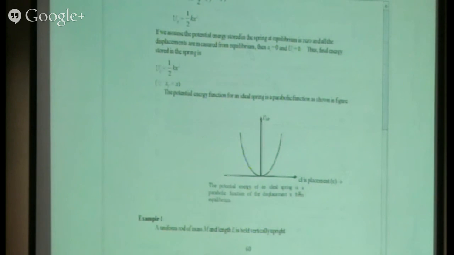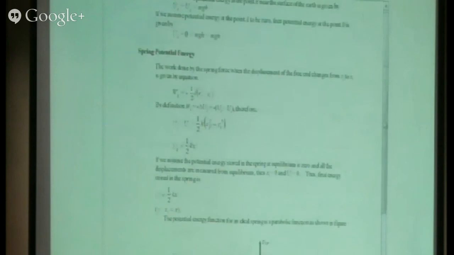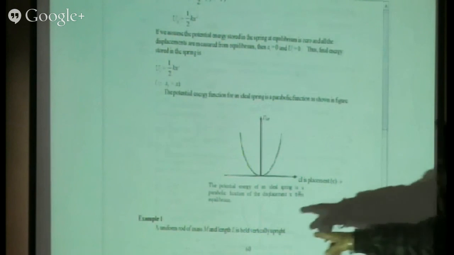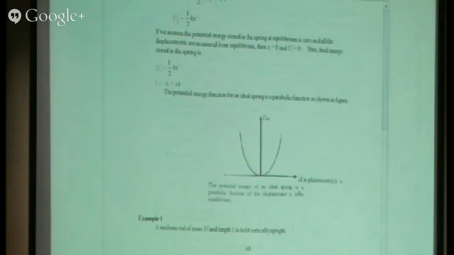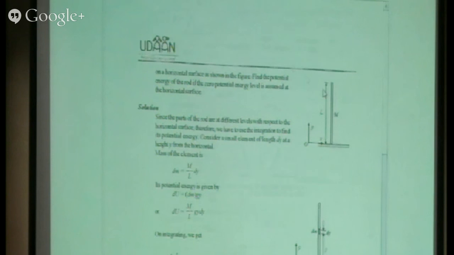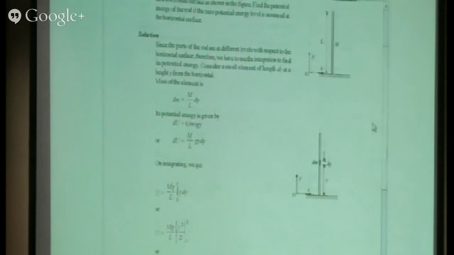Yeah, this is an interesting example. We have to read the problem. A uniform rod of mass m and length l is held vertically upright on a horizontal surface, as shown in the figure. Find the potential energy of the rod if the zero potential energy level is assumed at the surface.